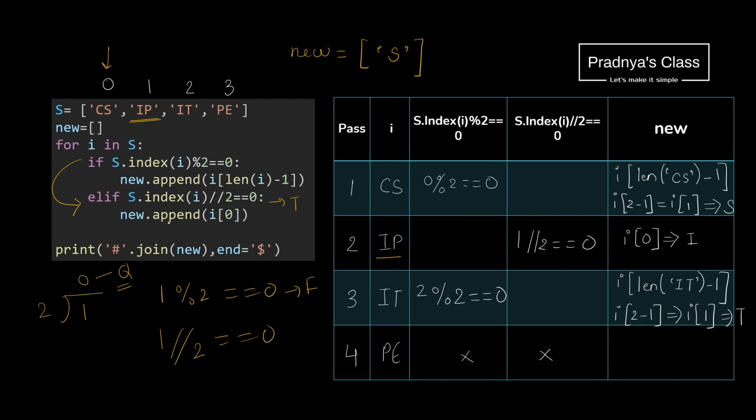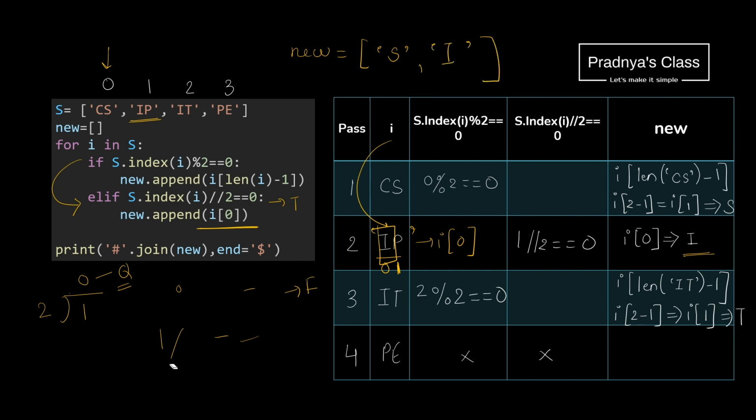Let's check out what we are doing in the elif part. Here we are taking I of 0. In the second pass, I is nothing but IP. Then with I of 0, what will we get? The character which is at the index 0. It is nothing but I. It means I will get appended to the list. So after S, I will get added to the list.